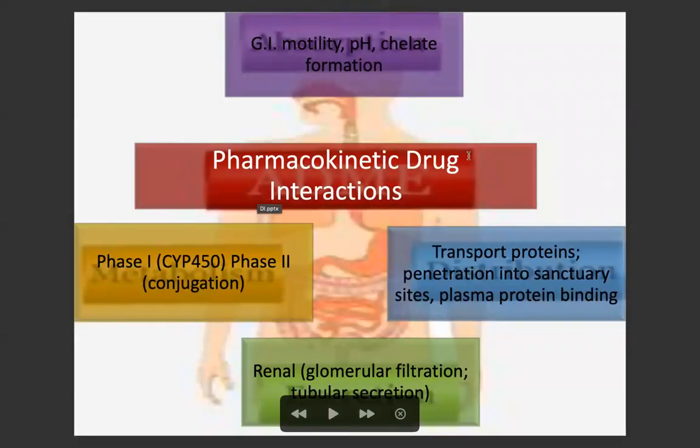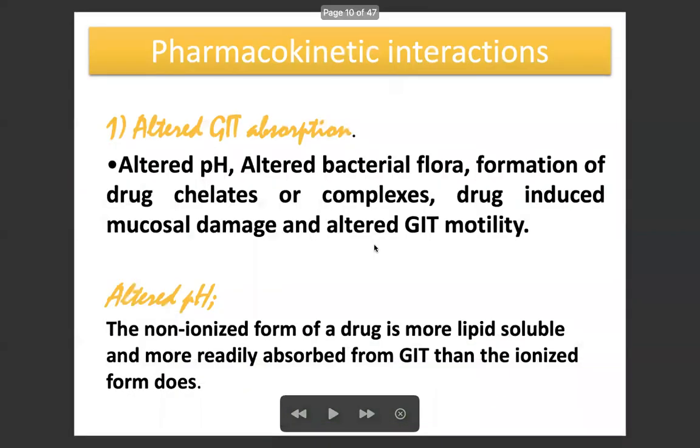So for pharmacokinetic drug interactions, these are usually the ones involved. And now we start with pharmacokinetic interactions. First, we have altered GIT absorption. So alteration in pH, altered bacterial flora, formation of drug chelates or complexes, drug-induced mucosal damage, and altered GIT motility.